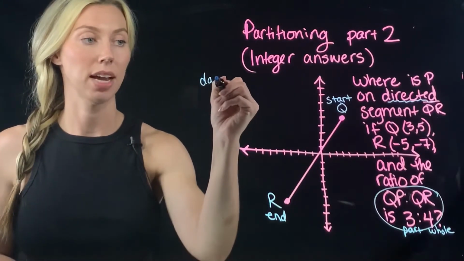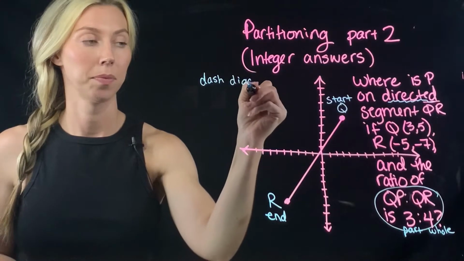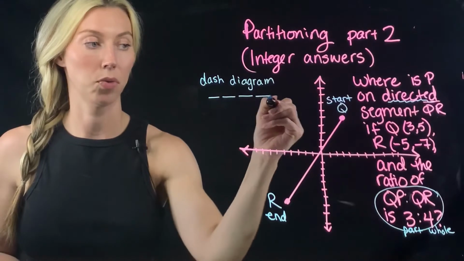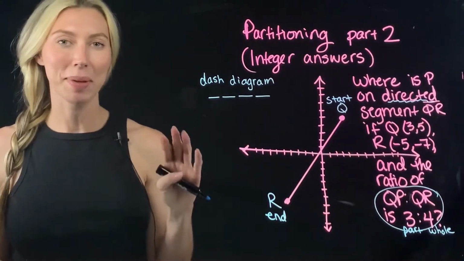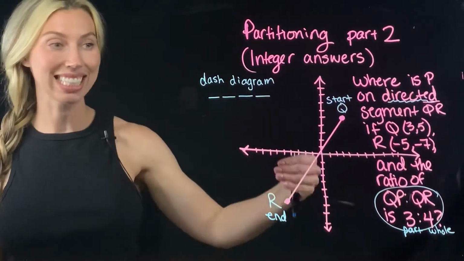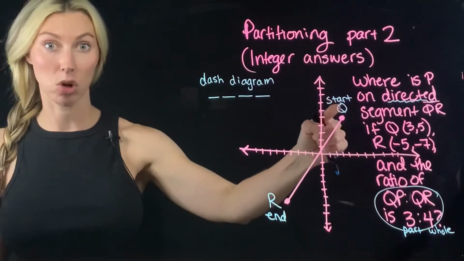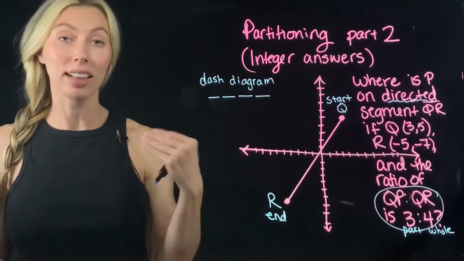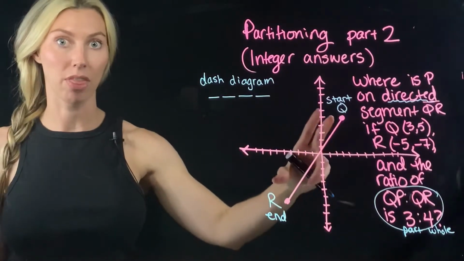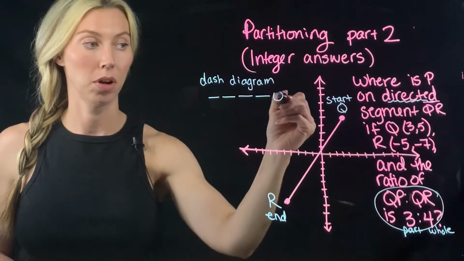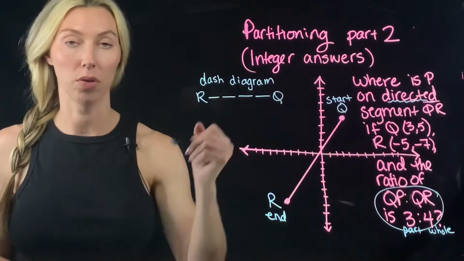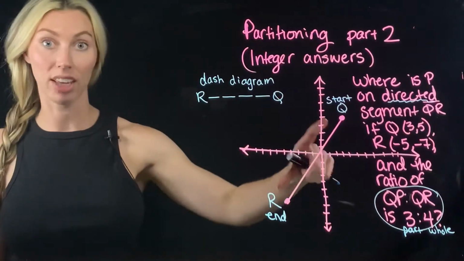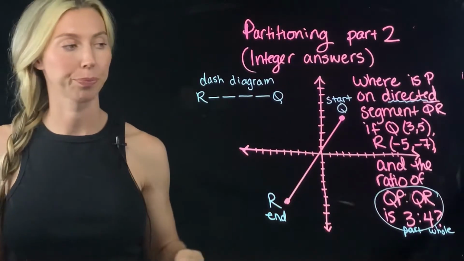So here's my dash diagram, and I've got 1, 2, 3, 4 dashes. Now, just because I already graphed it and I can see that Q, the starting point, is actually on the right and the ending point is on the left, I like to make my dash diagram mirror that. So I'm going to put Q over here, I'm going to put R over here. You would still be able to use it if you had them in the wrong order. It just wouldn't look exactly how it was matched up here.